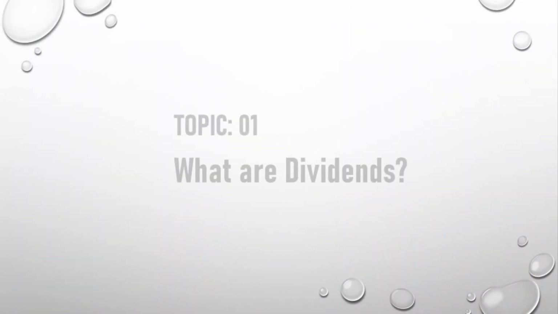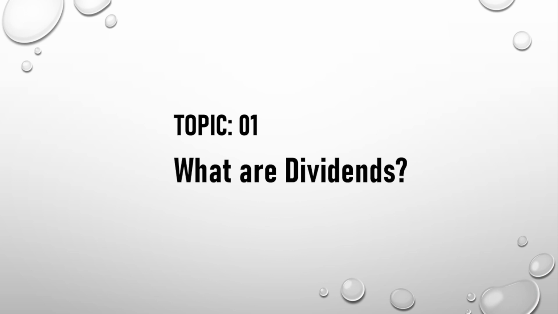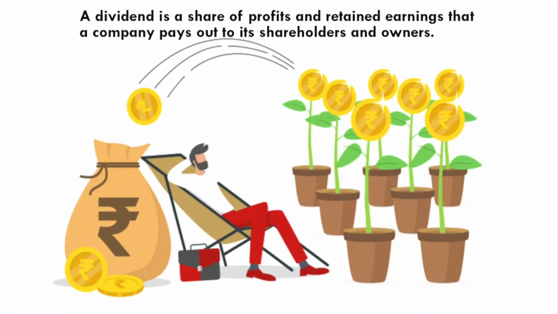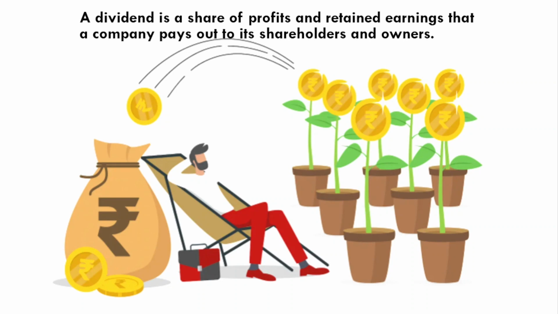Moving on to topic number 1. What are dividends? A dividend is a share of profit and retained earnings that the company pays out to its shareholders and the owners. When a company generates a profit and accumulates the retained earnings, those earnings can be either reinvested in the business or paid out to the shareholders as a dividend.